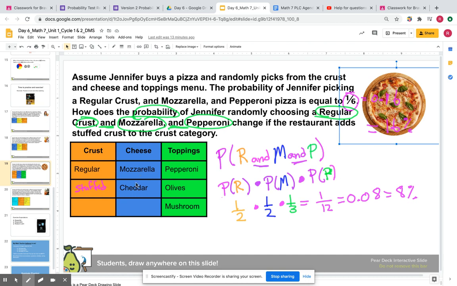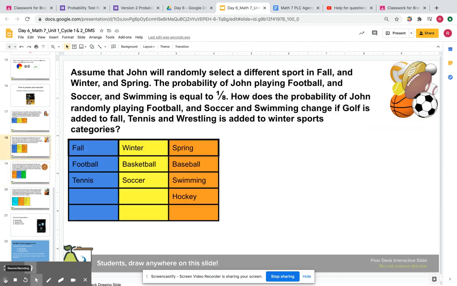I hope that kind of clarifies what you're doing, but I do understand that your problem's a little bit tougher. So I want to modify this and do a different type of problem where it's a little bit tougher. Okay, this problem is very, very similar to the one you're doing. So I'm going to go ahead and read it out loud to you.